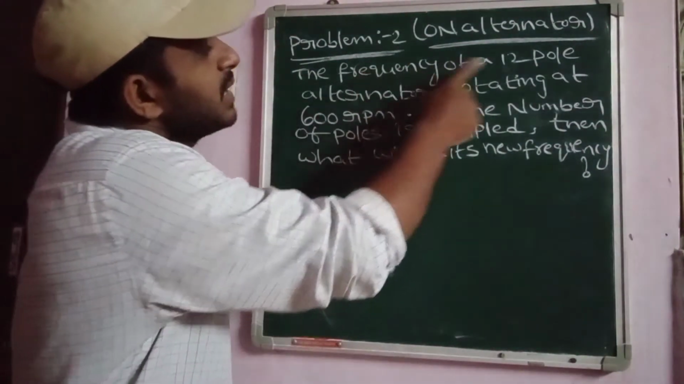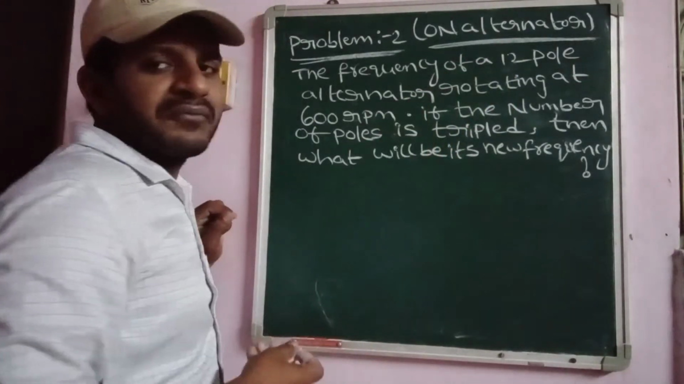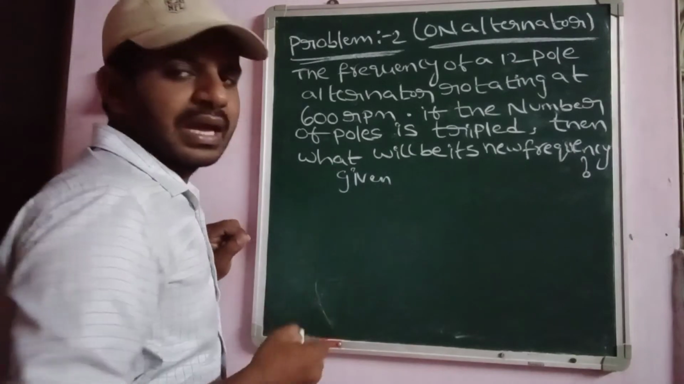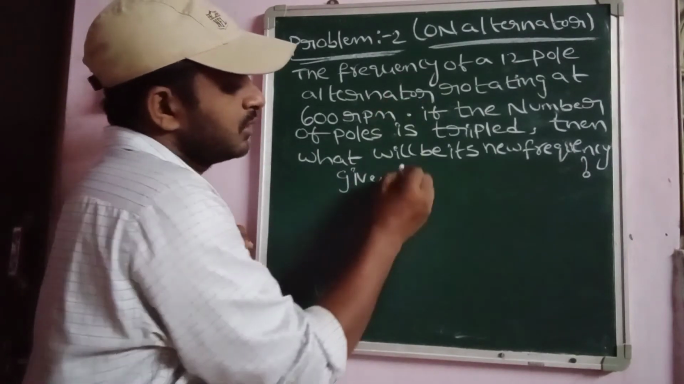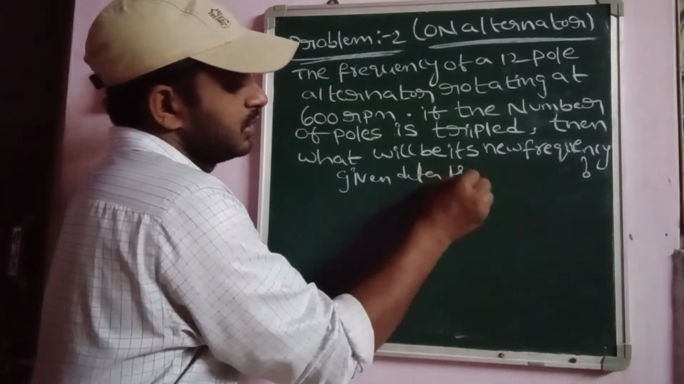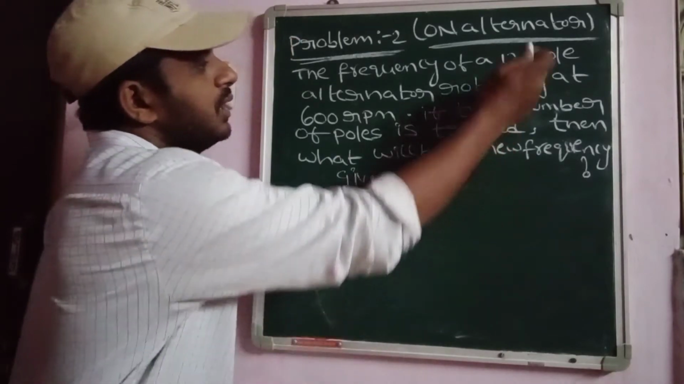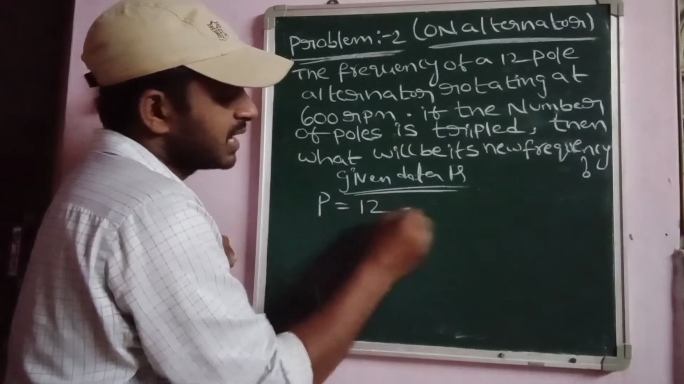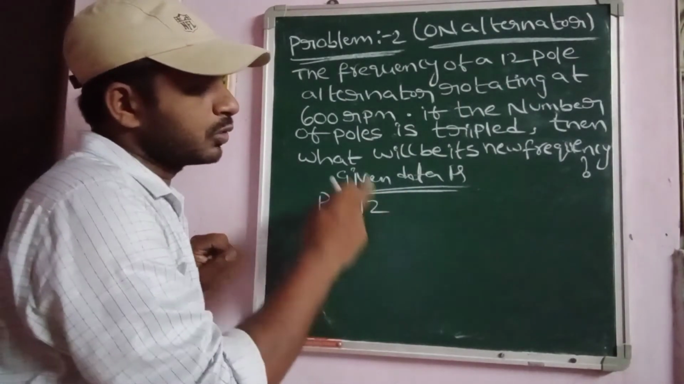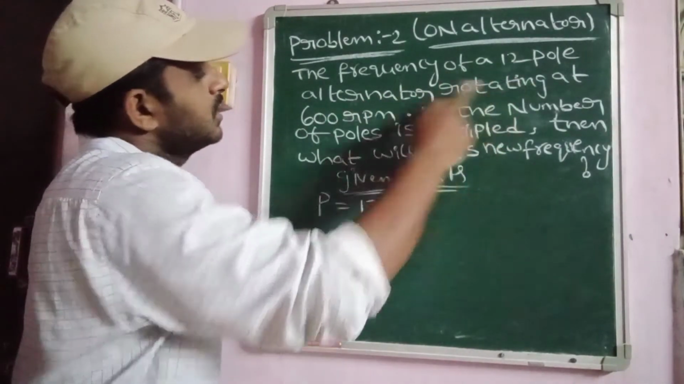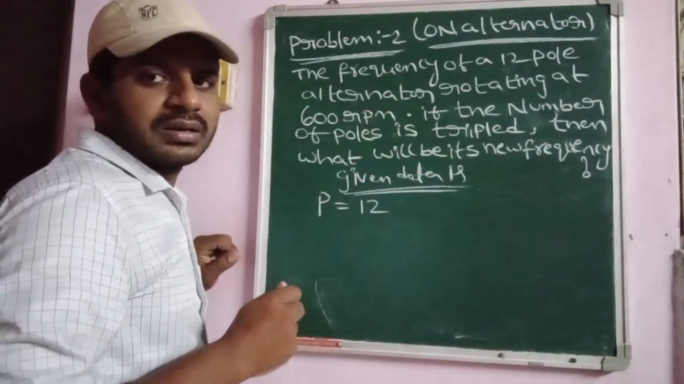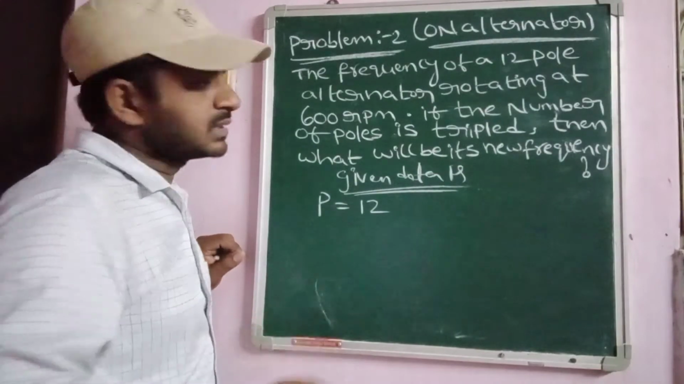First of all, how many poles are given in the question? First of all we have to write the given data from the question. Given data: the total poles given in the question is 12 poles. So p is equal to 12, and also the speed of the alternator. We already discussed this in the previous problem.